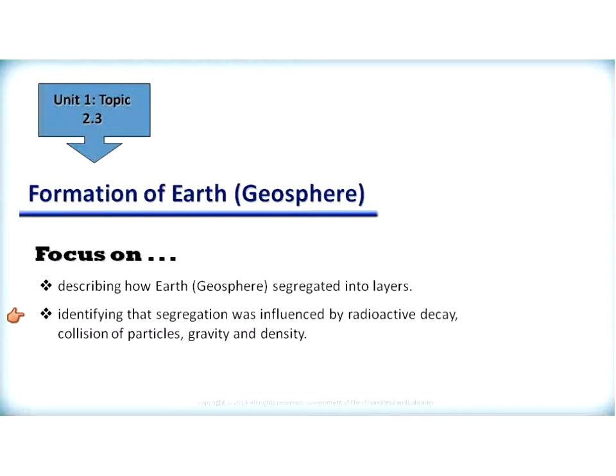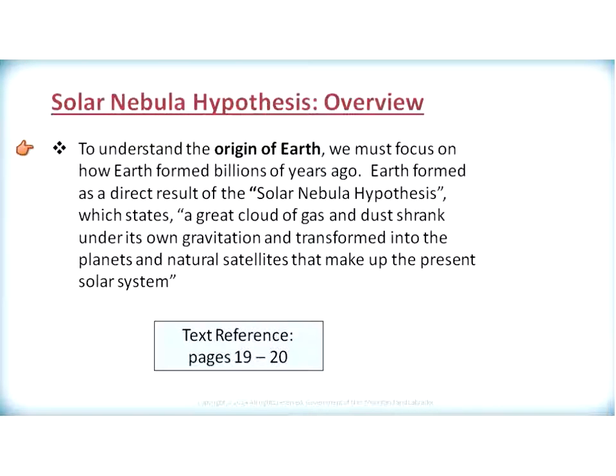According to the solar nebula hypothesis, to understand the origin of Earth, we must focus on how Earth formed billions of years ago. Earth formed as a direct result of the solar nebula hypothesis, which states a great cloud of gas and dust shrank under its own gravitation and formed into the planets and natural satellites that make up the present solar system. Text references can be found on page 19 and page 20.